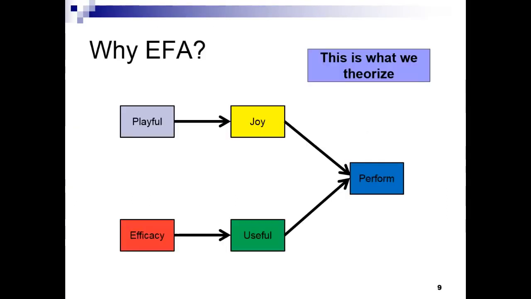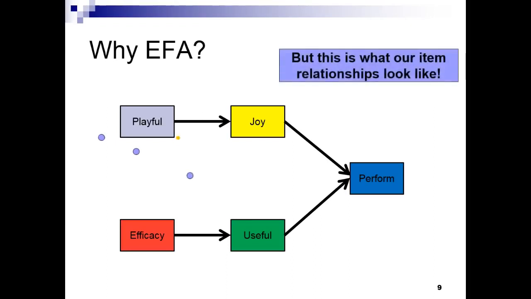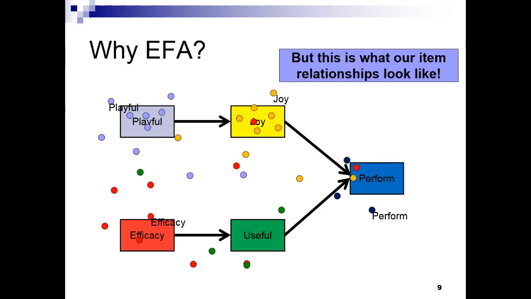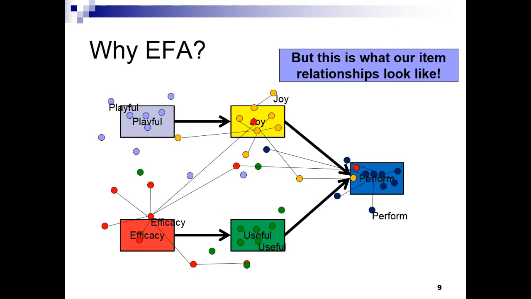So why do an EFA? Well, let's say we have our awesome theory that says playfulness predicts joy, efficacy predicts usefulness, and usefulness and joy predict performance. That's all fine and dandy, except that when we collect data, we use multiple items to measure each of these constructs. The circles here represent those items. Their proximity to each other represents how strongly correlated the items are.